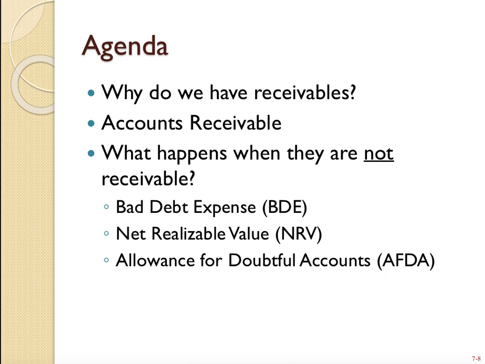So in this lecture video, we are going to discuss why we have receivables. We're going to review stuff that we already know about accounts receivable. And then we're going to talk about what happens when accounts receivable are not receivable. And we're going to learn some new terms: bad debt expense, which I will occasionally call BDE. So if I use those letters behind it, that's what I'm talking about, bad debt expense, net realizable value, or NRV, and allowance for doubtful accounts, AFDA.